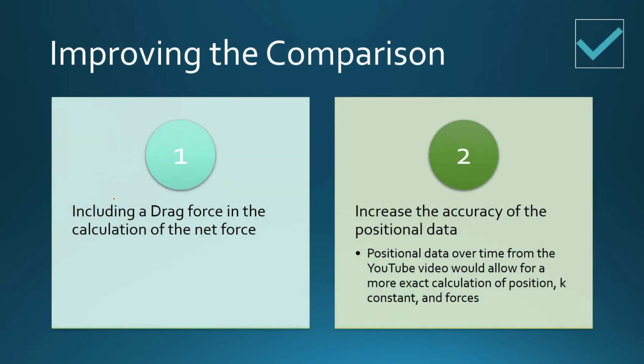To improve the comparison, one would include a drag force to improve the accuracy of the net forces acting upon the person during the rope swing. Another way to improve the model would be to obtain the accurate positional data from the YouTube video in order to allow for a more exact calculation of initial position, K constant, and forces acting upon the person.